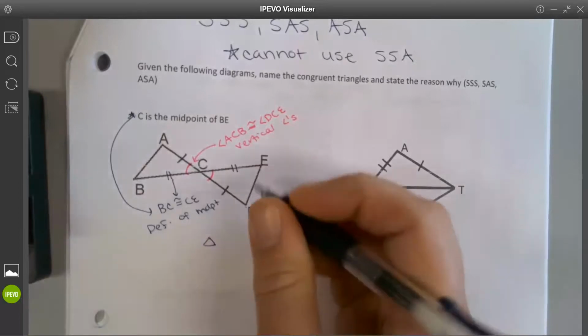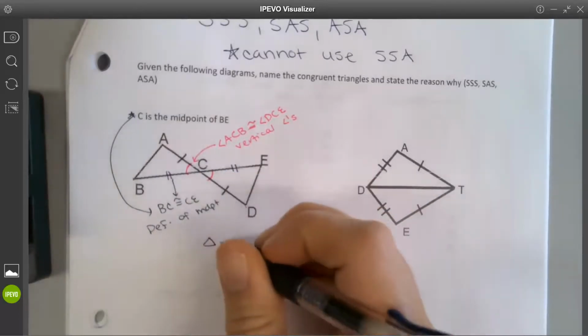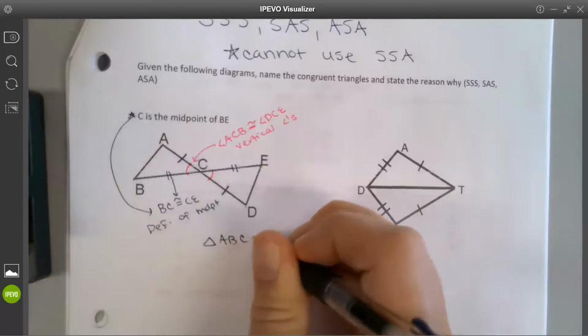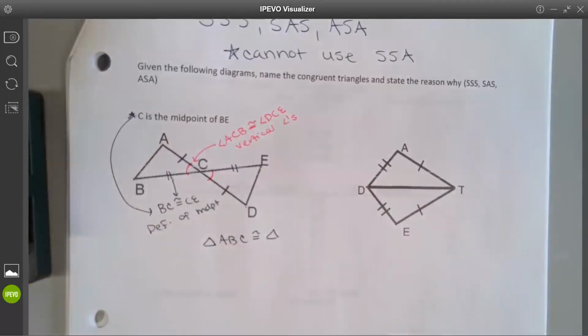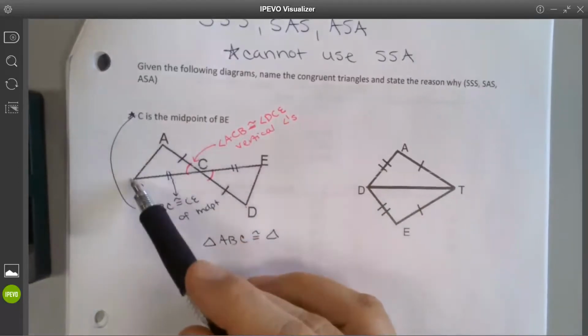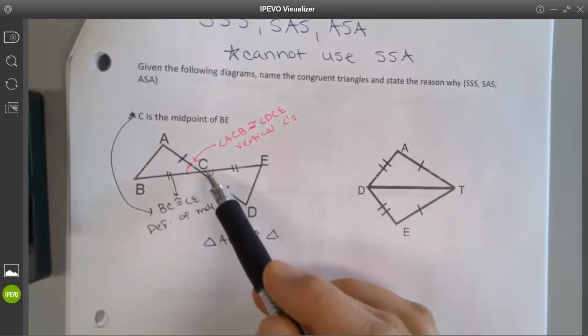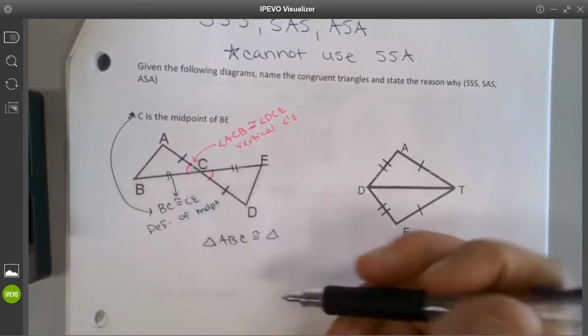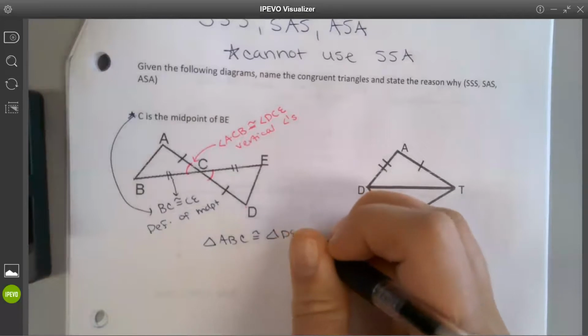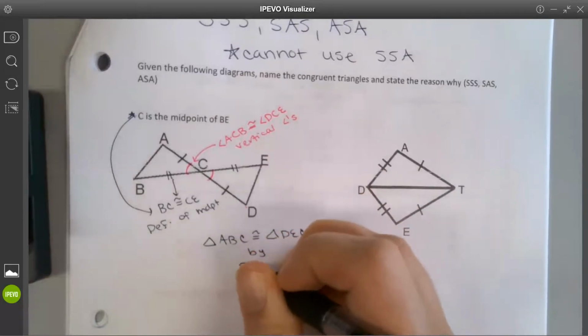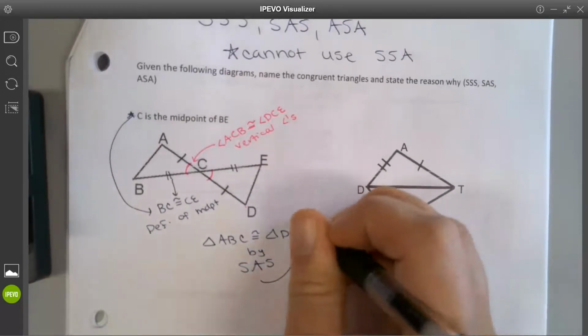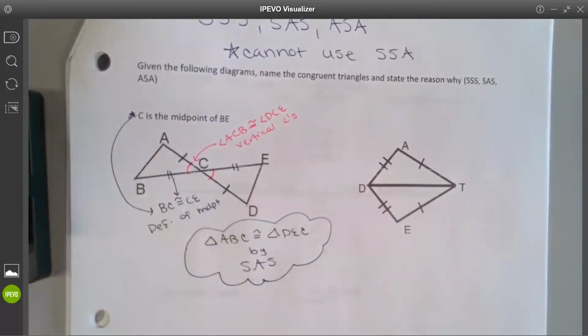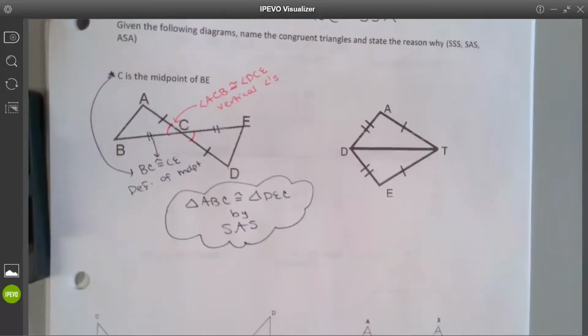So I can say triangle ABC is congruent, and again, your statement may be in a different order. So I went ABC has to go DEC by side, angle, side. Okay, so I'd be able to say that those triangles are congruent by side, angle, side.